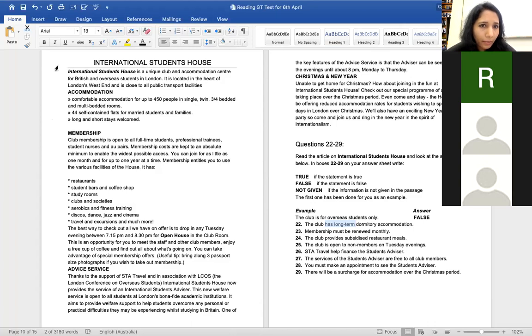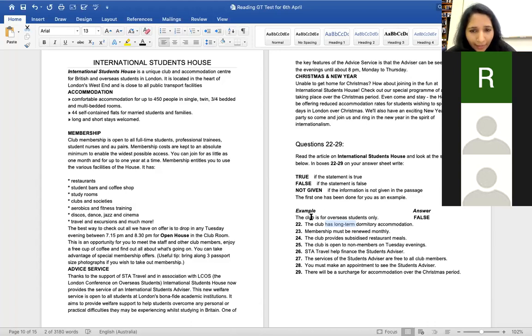So Unique Club Accommodation Center, it's located in the heart of this, close to all public transport. Comfortable accommodation for all these people, multi-bedding, long and short stays are welcome. So it has long-term dormitory accommodation. Yes, it does, because long and short stays are welcome. So the answer here is true.